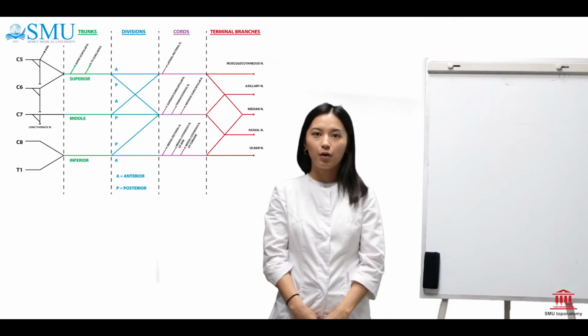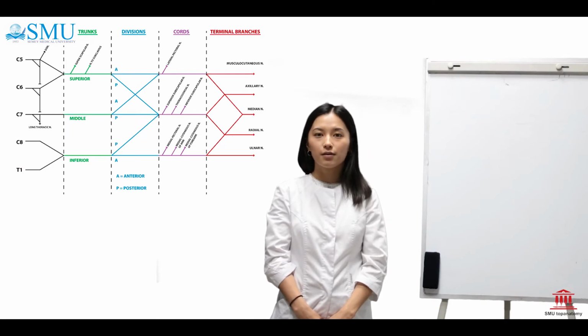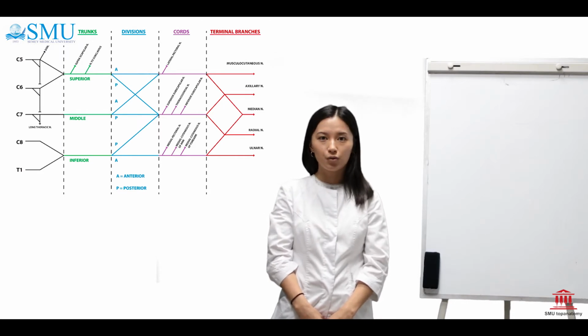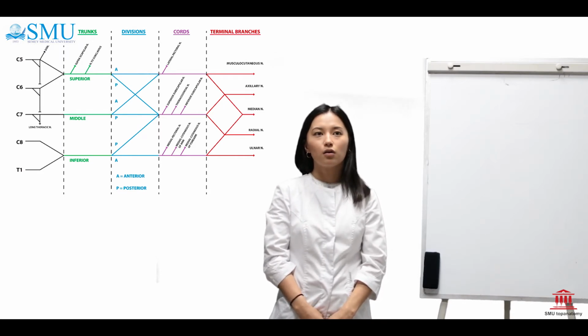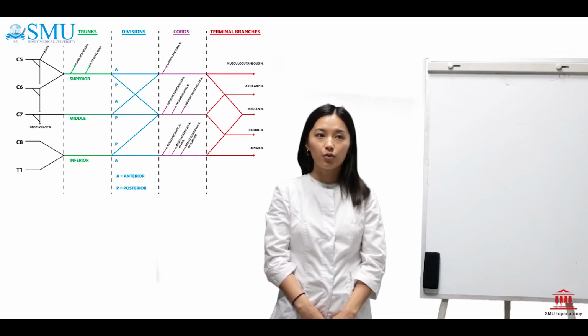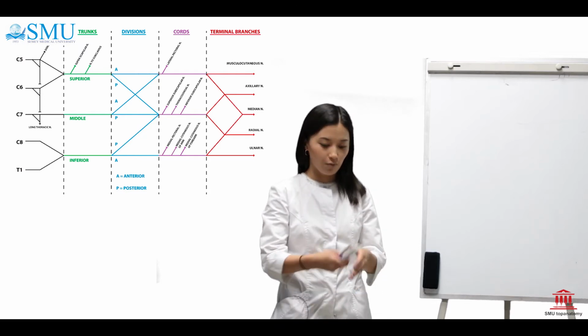Now we're going to talk about brachial plexus. Brachial plexus is a complex of nerves that supply the skin and muscles of the upper limb. It's subdivided into roots, trunks, divisions, cords, and branches. Now I'll show you the easy way to draw the brachial plexus so it's easy to remember for you.